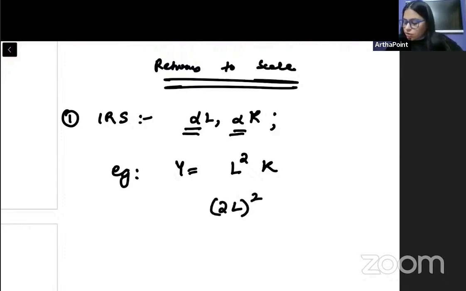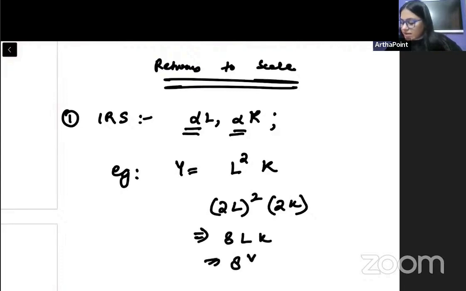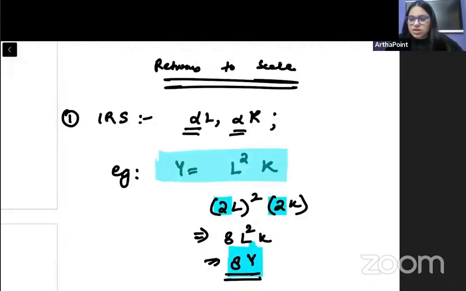when I doubled labor and capital, my new output will be 8 L square K. So it will be 8 times the original level of output. I only doubled my inputs, but my output became 8 times. This is an increasing returns to scale function.